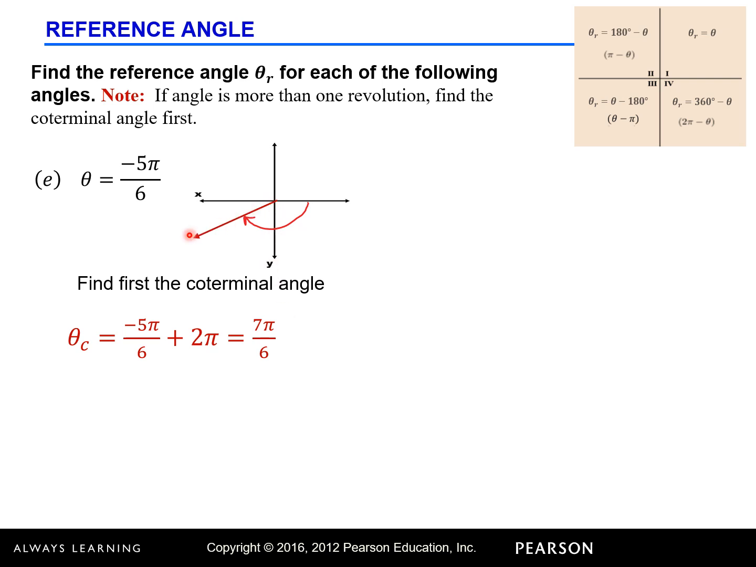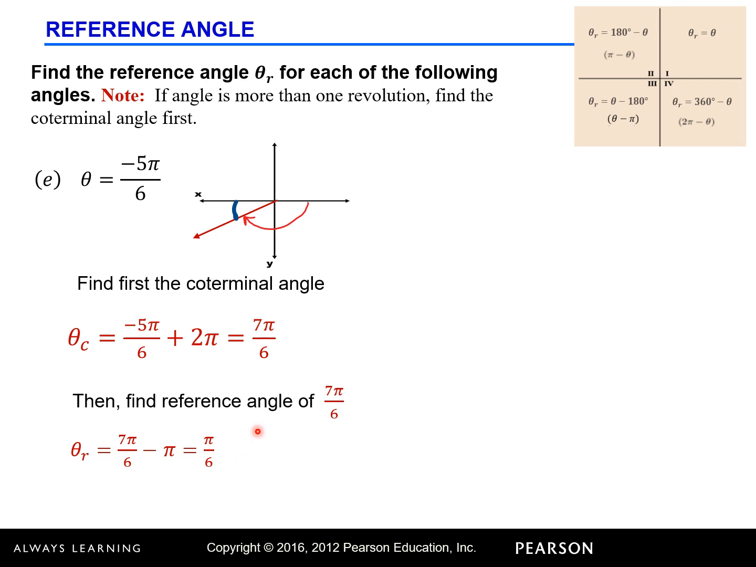So 7 pi over 6 is also in quadrant 3, so we can now use the formula theta minus pi. So the reference angle will give us 7 pi over 6 minus pi, which is equal to pi over 6.